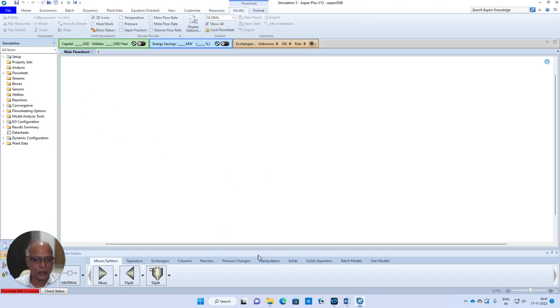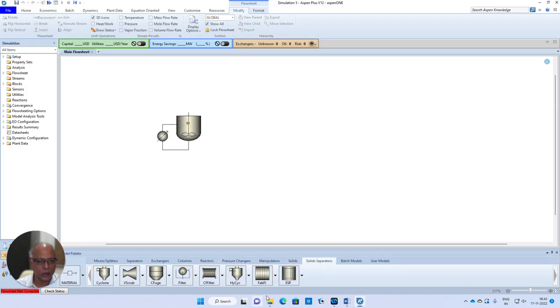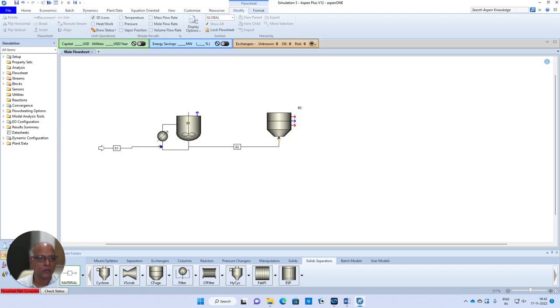Now let us try to look at crystallizers. So this is the one, and we need to separate out the crystals from, you can see, liquid solid separation. So let us say we are using this separator to separate out the solid product. Let us try to connect the inputs and outputs. And this is your liquid and this is your solid.